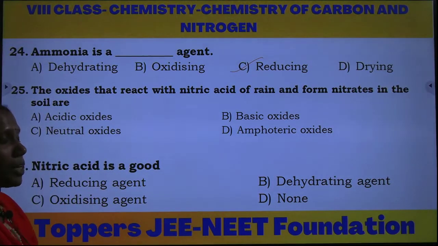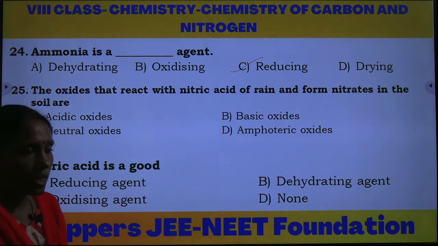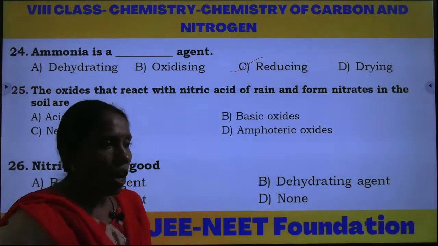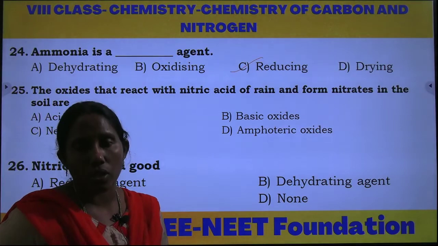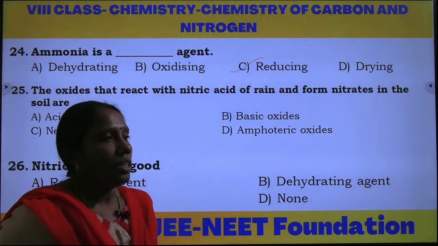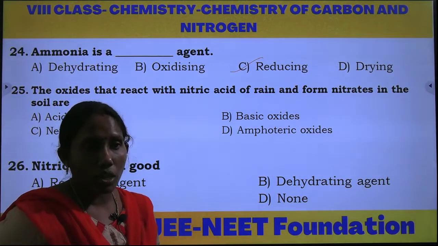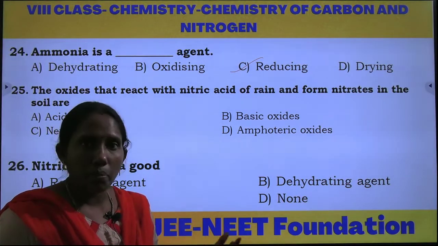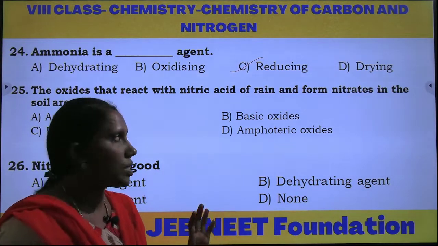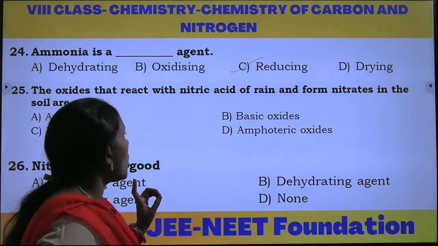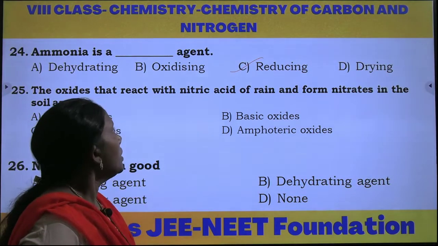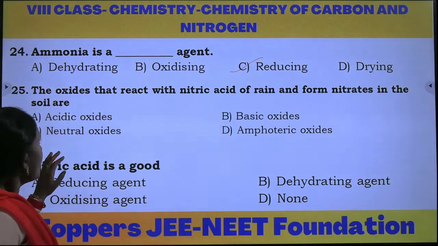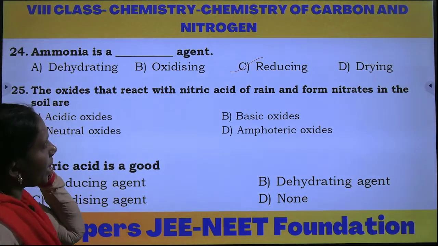What is meant by a reducing agent? What is an oxidizing agent? Again we have to come to the oxidation and reduction processes. Oxidation is nothing but loss of electrons or gain of oxygen, or an increase in oxidation number, and reduction is the opposite. Ammonia is a reducing agent.